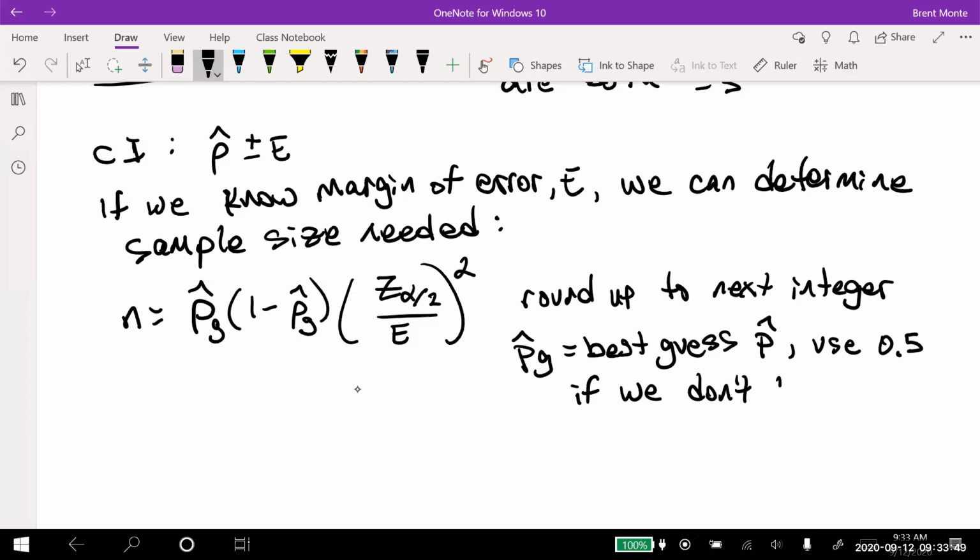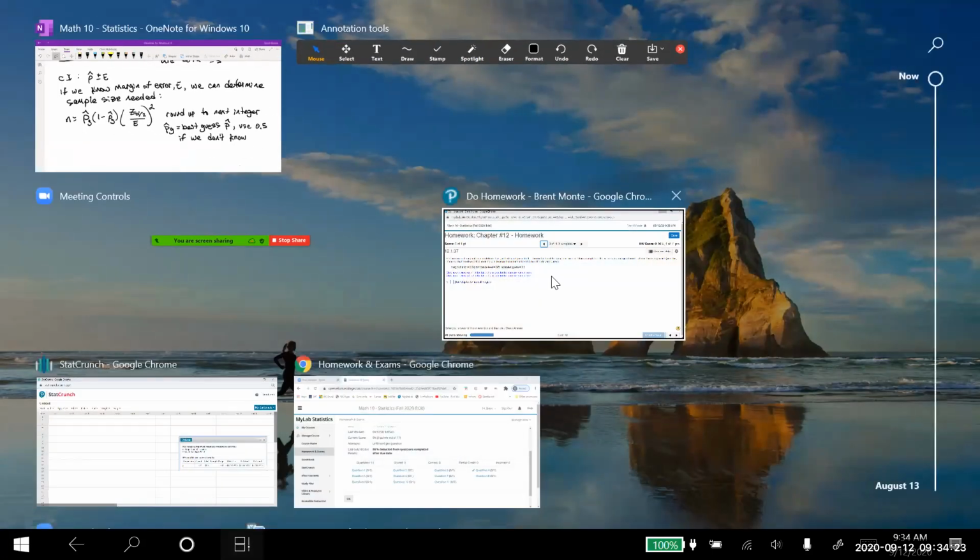The reason we would use 0.5 is that it's going to maximize what that n has to be. Any value different than 0.5 will make p hat sub g times 1 minus p hat sub g a smaller number and give us a smaller sample size. The 0.5 gives us the largest one. So anyway, that's our formula. We're going to use that to do this next problem where they ask us to find the sample size. So I'll walk you through one of these. So that's that problem 3 that we had pulled up. Let's look at that.